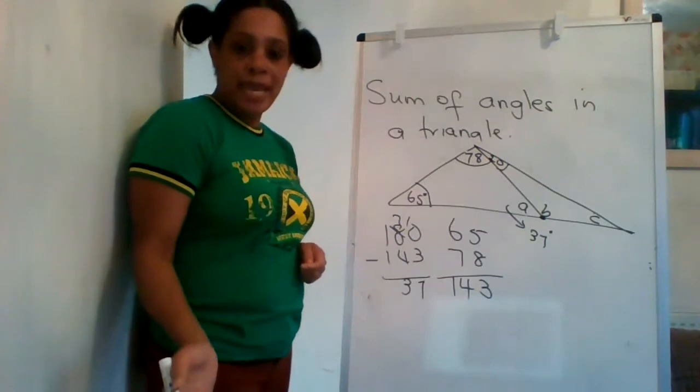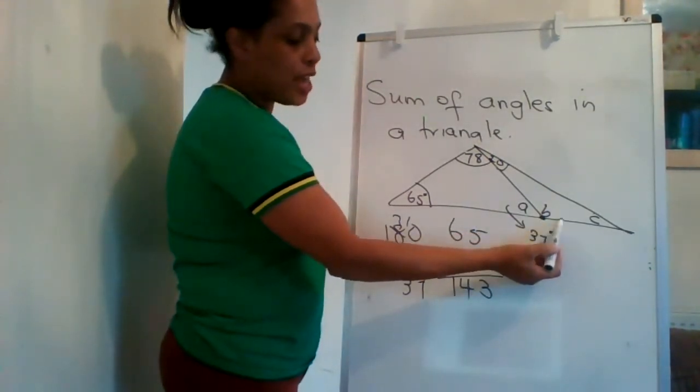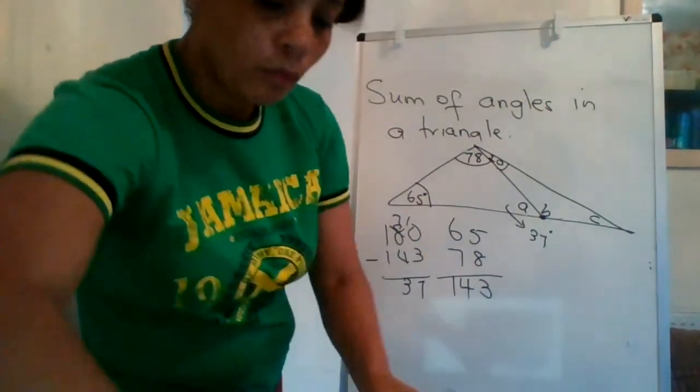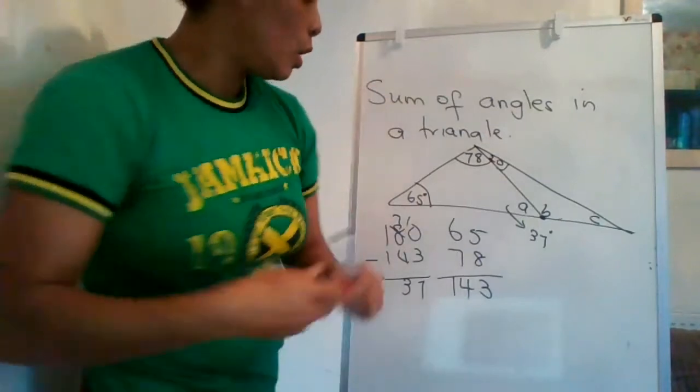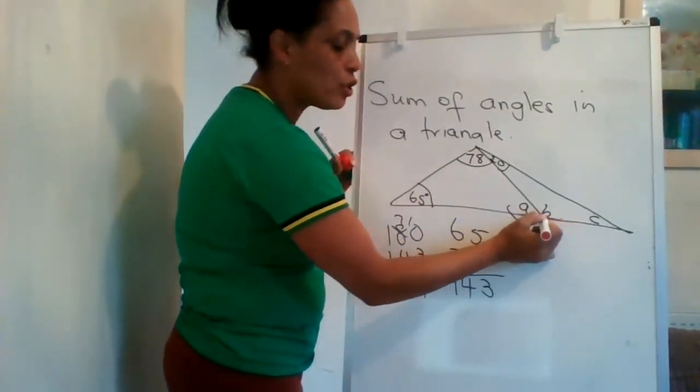We can now find B because we know that here is the turning point. That line, if I should use a different color pen, here is our turning point here, and we know that here we have a straight line.